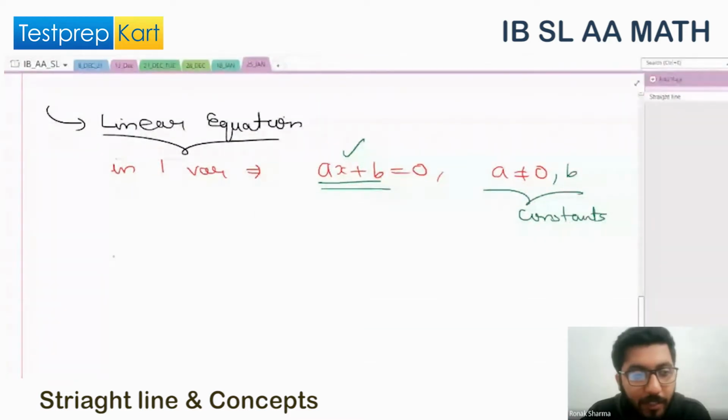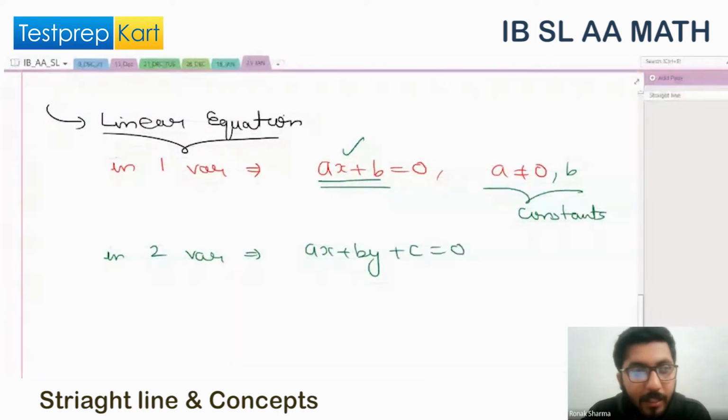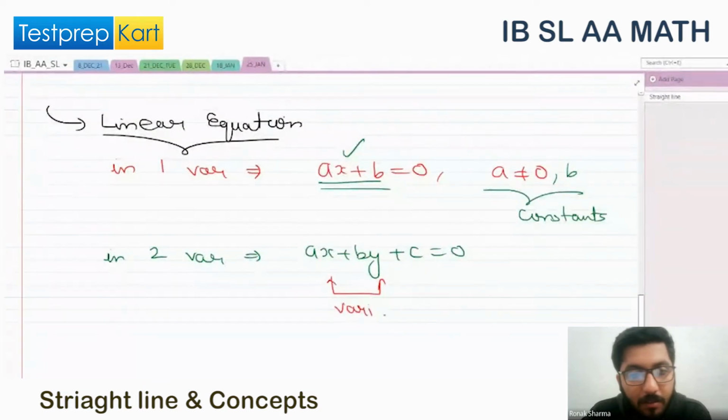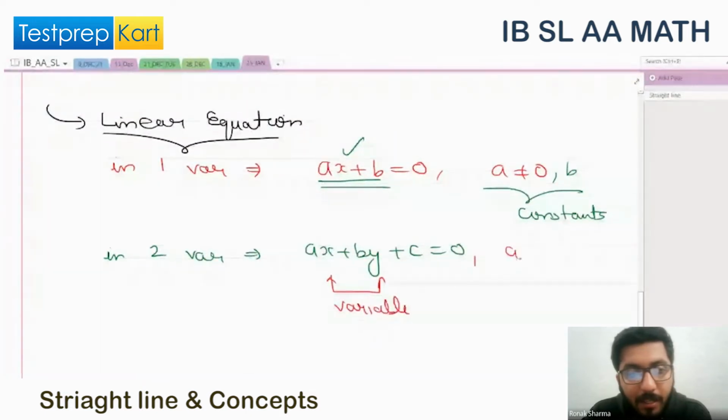Okay, in two variables, it will be like this: ax plus by plus c equals 0. So you can see that here x and y are variables and a, b, c are constants. Got it?